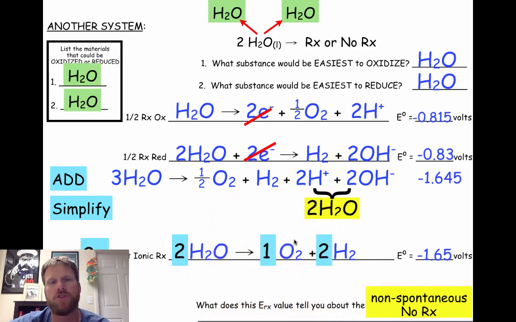So water can be made to decompose if you add an electrical current and perform electrolysis.